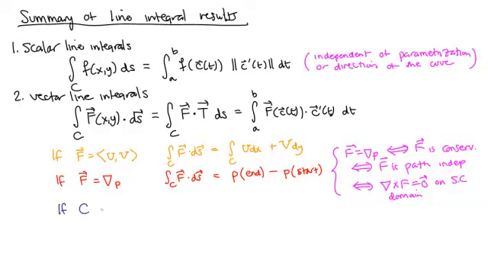Finally, if the curve itself is closed, then the line integral of f dot ds over this closed contour can be expressed by Green's theorem as a double integral of the curl of f's z component dA, where the double integral is taken over the region which is the inside of the curve C. And so this is a summary of our basic line integral results.